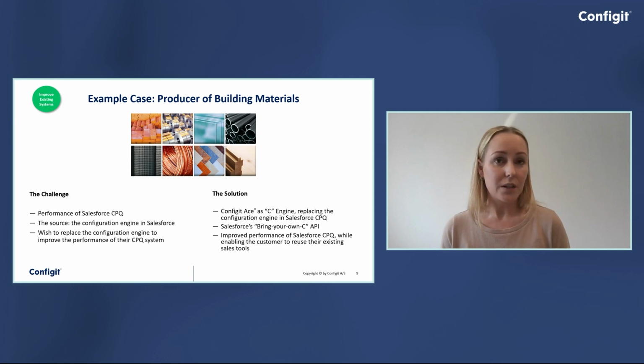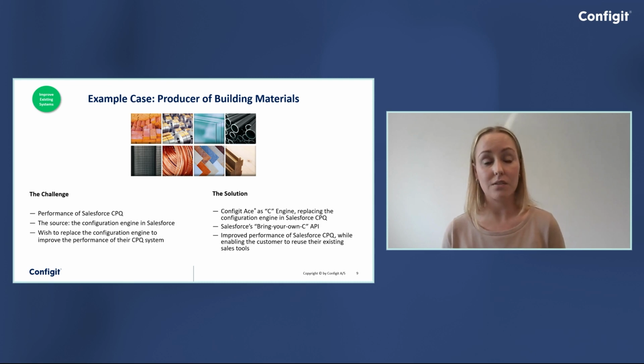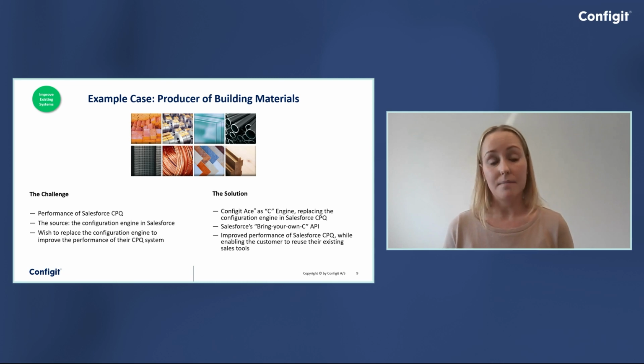The challenge they were facing was that the performance of their Salesforce CPQ system wasn't good enough. After some exploration, they found out that the source of the issue was the configuration engine in Salesforce. Therefore, they wished to replace that engine to improve the performance of the CPQ system. After looking around, they found the solution with Configit, where they use ACE as the configurator engine, replacing the configurator engine in Salesforce CPQ.